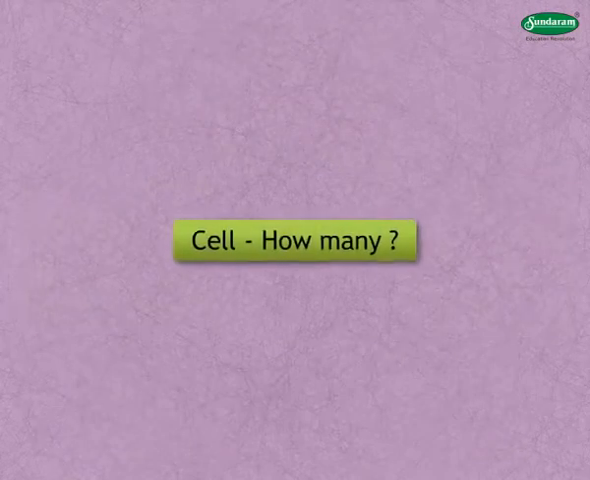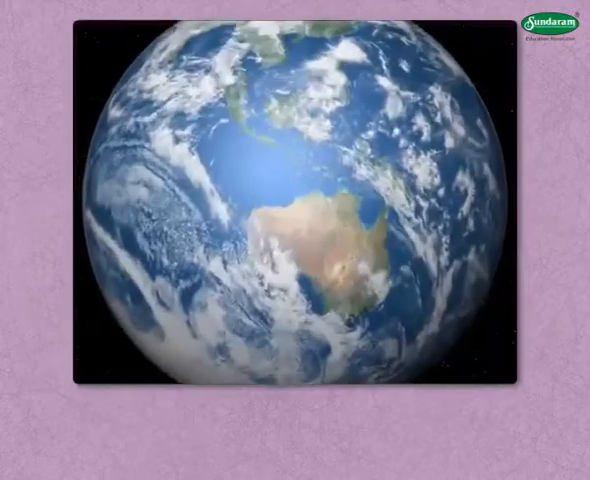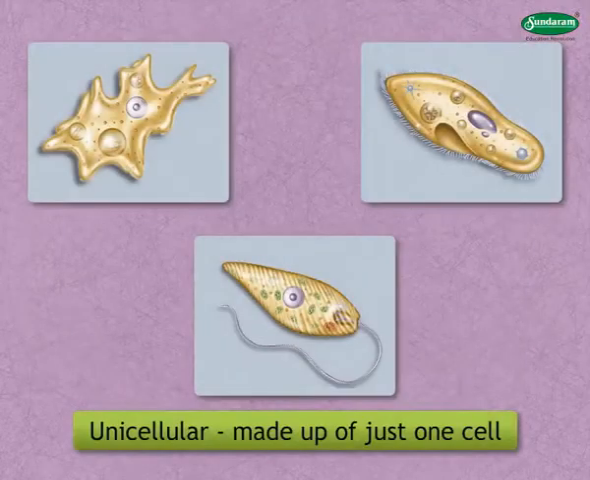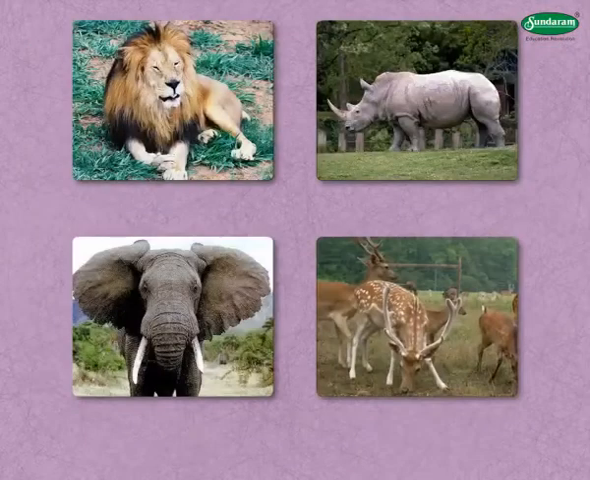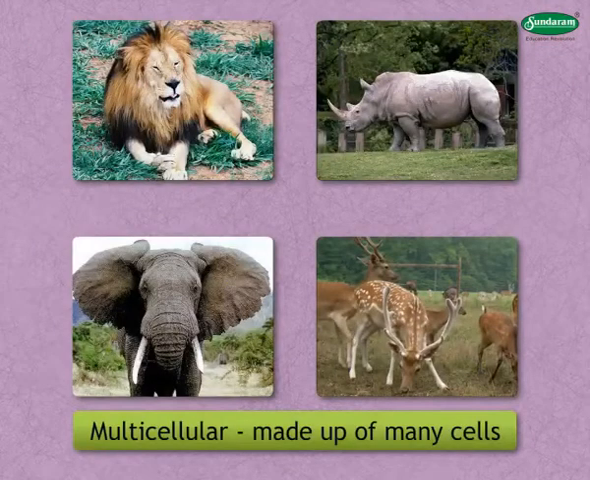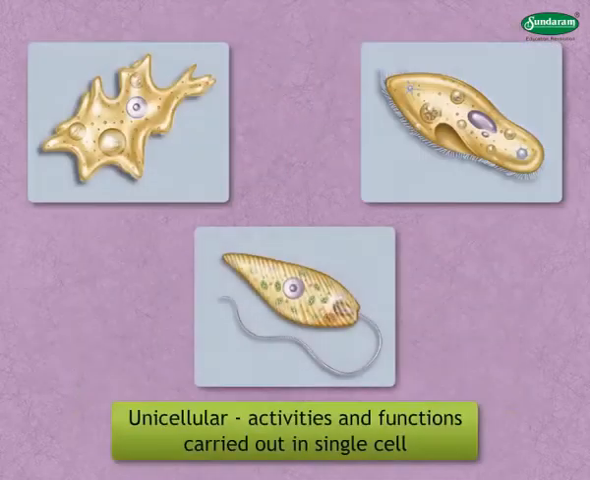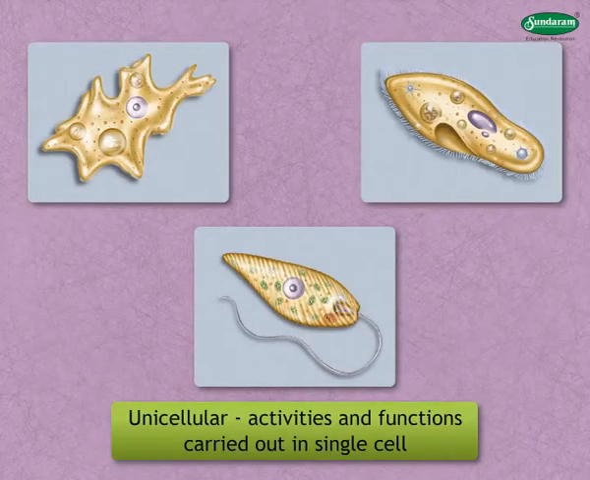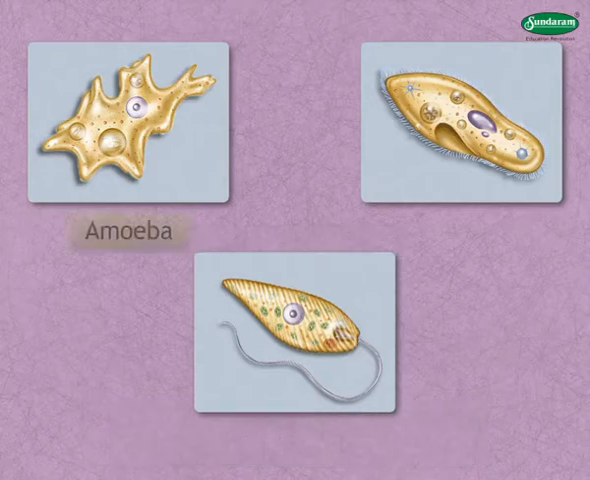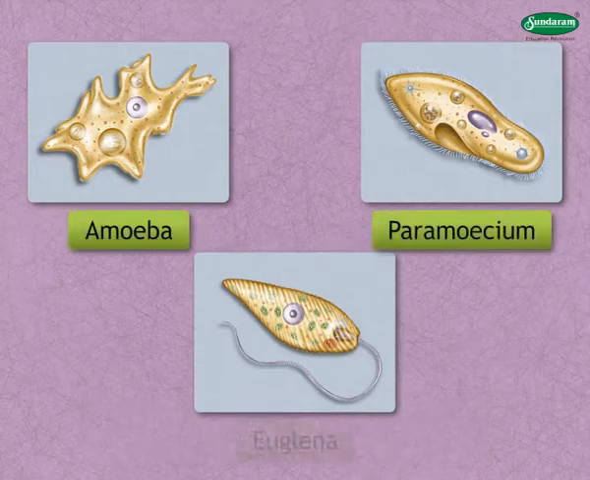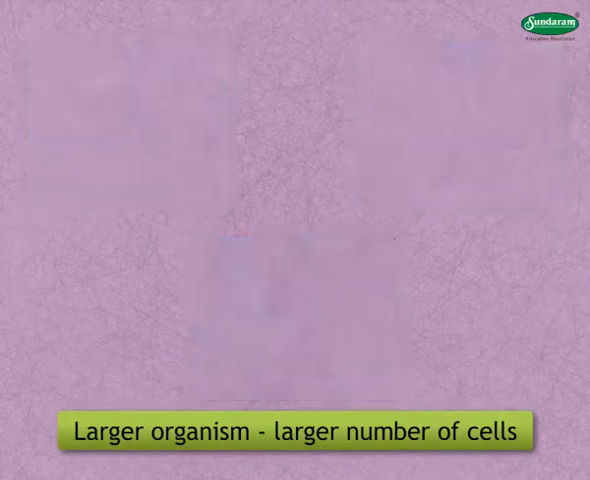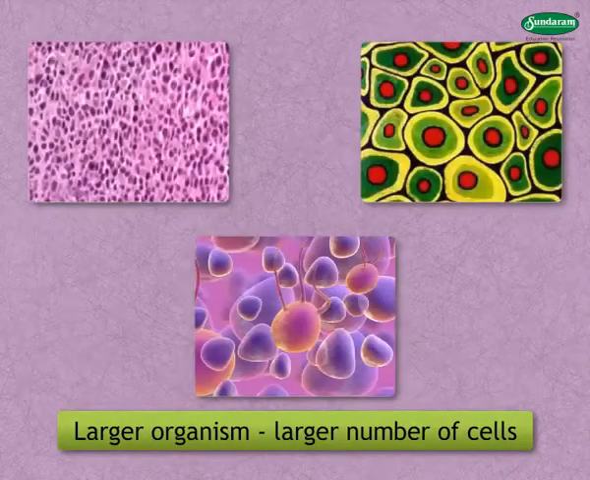Cells. How many? On this earth, there are organisms made up of just one cell, or unicellular, to organisms made up of many cells, or multicellular. In unicellular organisms, the activities and functions of the organism are carried out in a single cell. For example, amoeba, paramecium, euglena, and so on. Larger the organism, larger the number of cells in it.